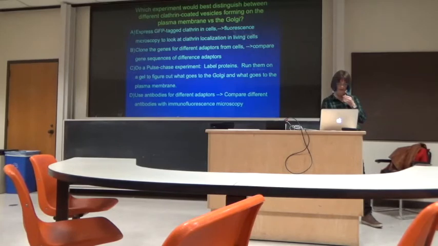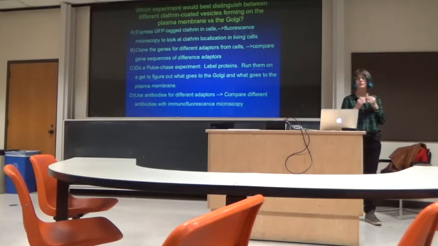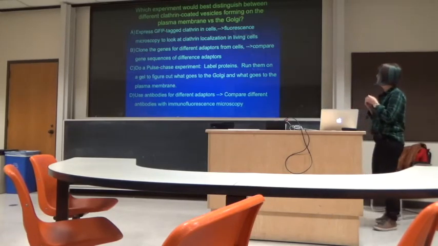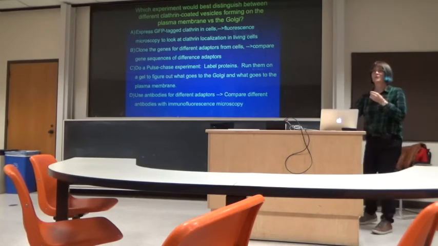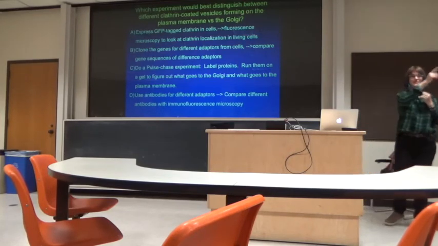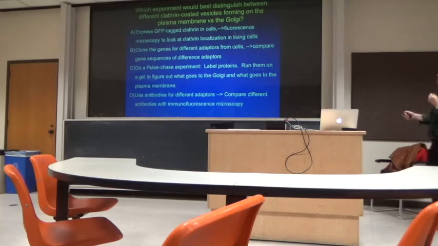One, we definitely saw a shift to the correct answer. I'm going to go through the back row, if you all are fine with that. So what experiment would best distinguish between different clathrin-coated vesicles forming on the plasma membrane? I already asked them what their answers were.